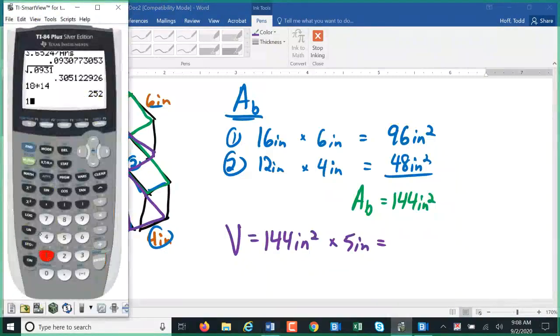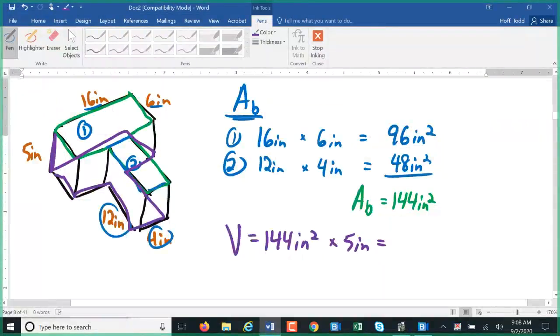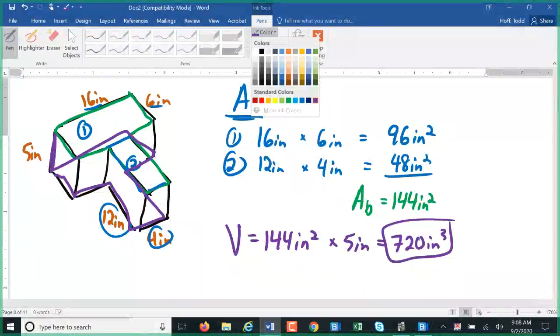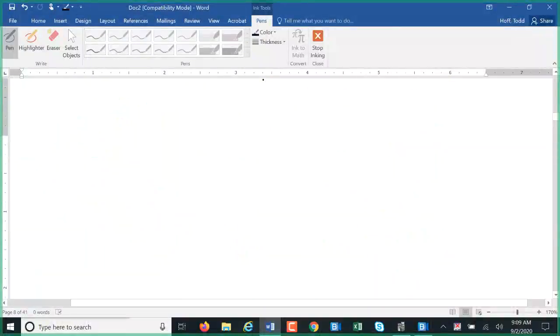We're just going to do it. 720. Okay, 720. 720 inches cubed is my volume. So being able to find the area of that base and then just multiplying by the height drastically simplifies this. Otherwise, we'd have to try to cut this shape up into different boxes, find each of the individual boxes, and add them together, which works, but it's a lot more time and a lot more effort.